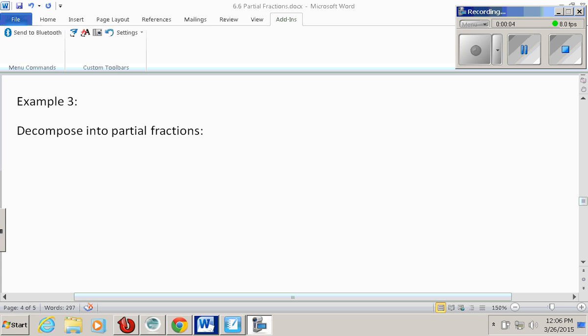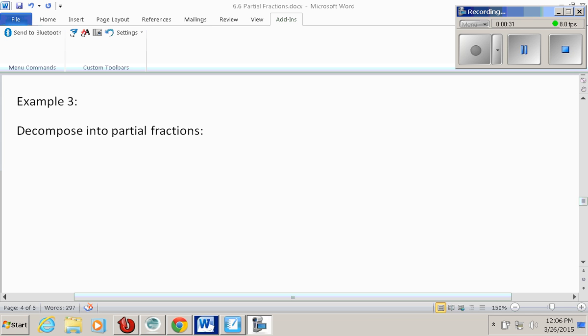This is Mrs. Cucci's College Now Pre-Calculus class. The topic we are focusing on is still partial fractions, so it's part 2 or day 2 of partial fractions. And our objective is still going to be decomposing rational expressions into partial fractions. Yesterday we went through 2 examples, and today we are simply just going to do 2 more. So we are on example number 3.